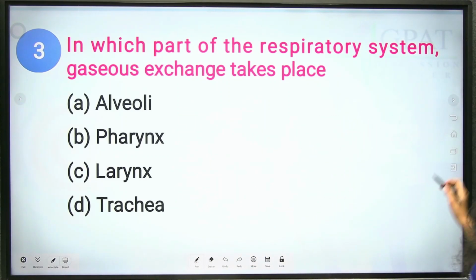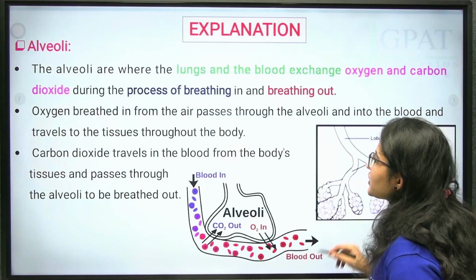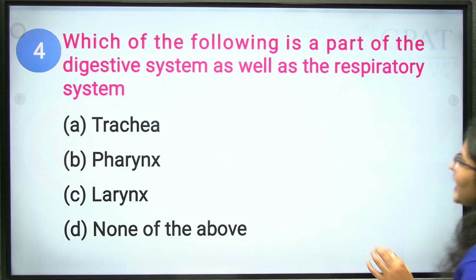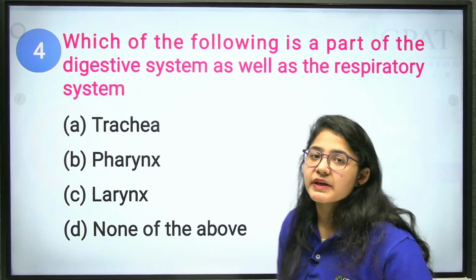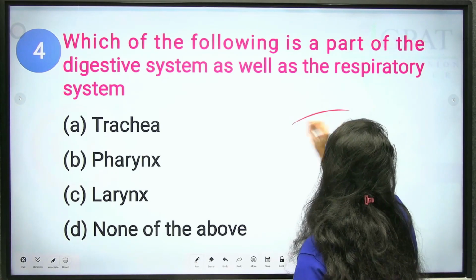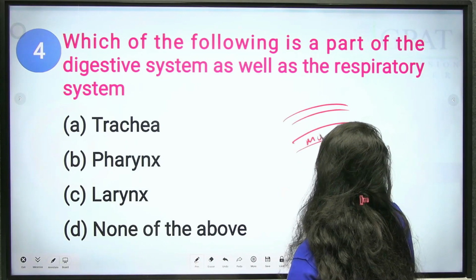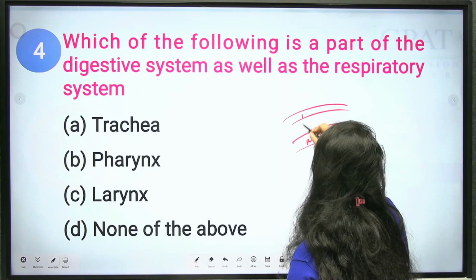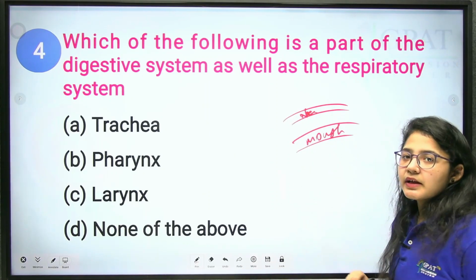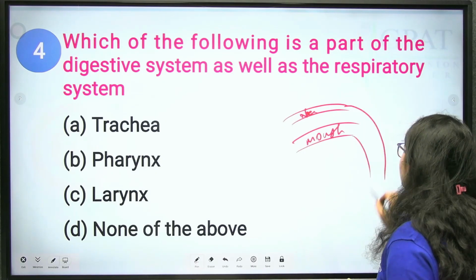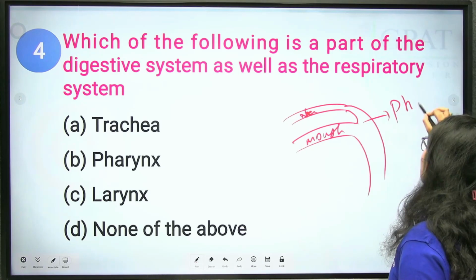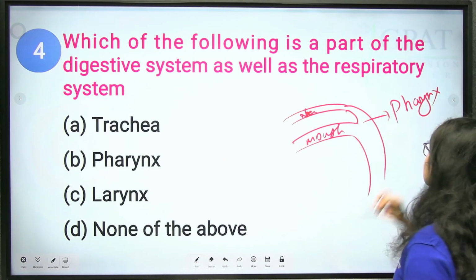Okay, now let's move on to the next question. Which of the following is a part of the digestive system as well as the respiratory system? Now, as I informed, this is your nose, this is your mouth. This is your mouth from where you intake your food materials. This is your nose from where you breathe. Now, we have a common pathway for them. These two have the common pathway. This is known as your pharynx.